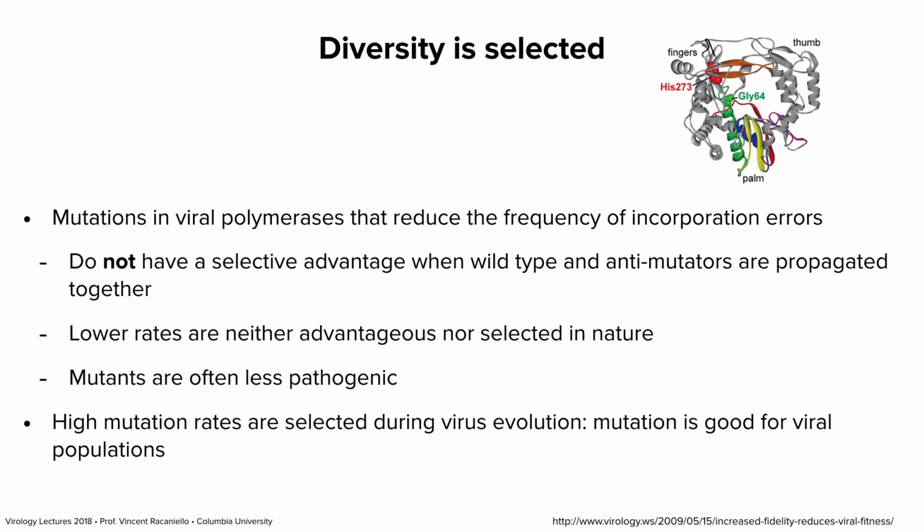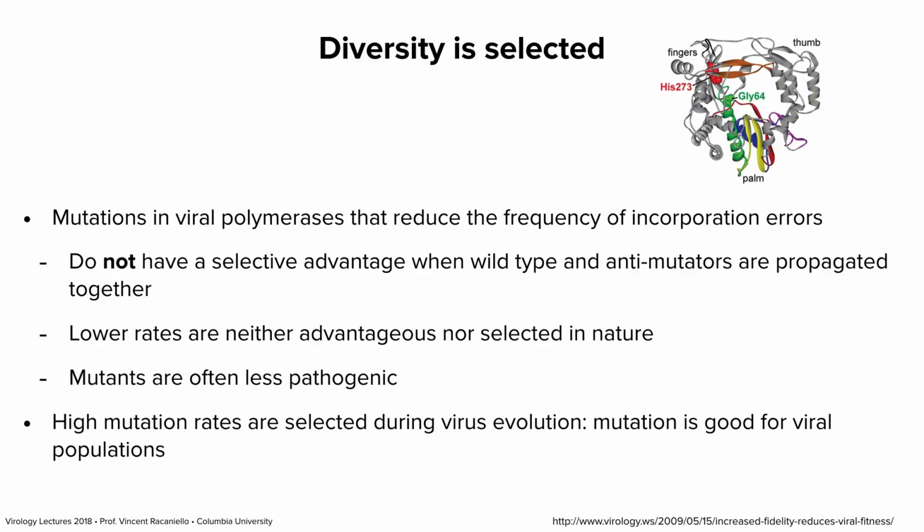This whole idea of mutation rate is a property that is selected. You may think, well, why don't polymerases evolve to be perfect? And in fact, we can make in the laboratory RNA and DNA polymerases that make a lot fewer errors. This has been done for both viruses and host cells. You can make mutations that reduce the frequency of incorporation errors.